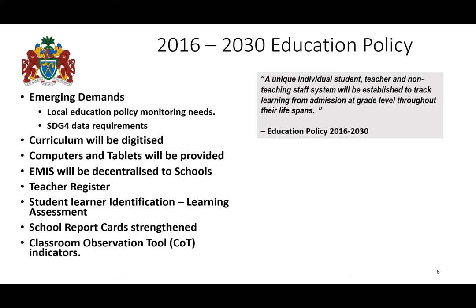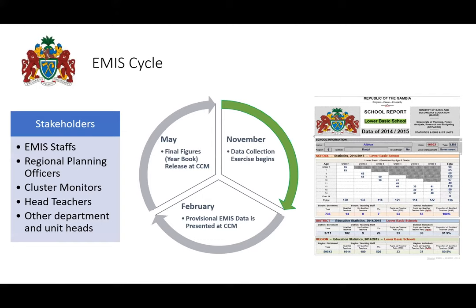Now, coming back to the EMIS, just to give you an example, our current EMIS is using aggregate data. We collect data in November every year, since the school opens in September. In February, we have a provisional report, and in May, we publish a yearbook. And these are our stakeholders within the ministry: EMIS staff at head office and regional offices. We have planning focal points. We have cluster monitors that are closer to the schools, and then the involvement of the head teachers, and we have other units like the ECD, the special needs unit, inclusive education, and non-formal unit supporting us.